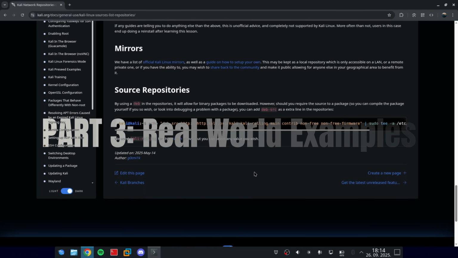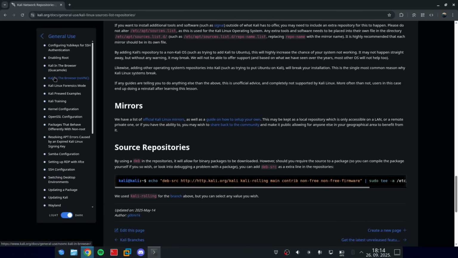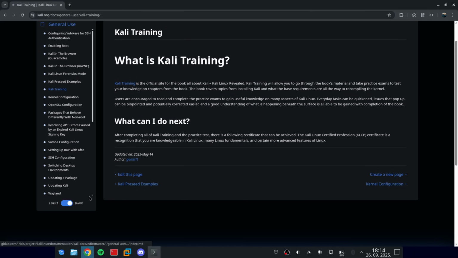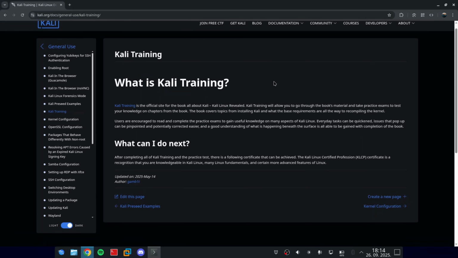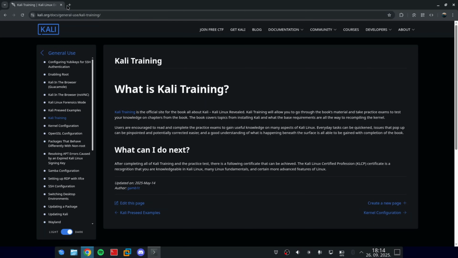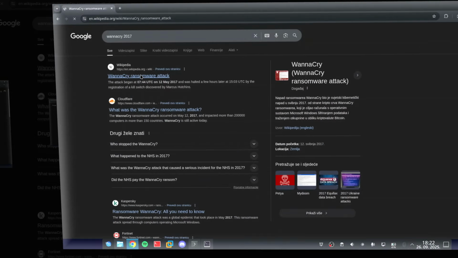Part number 3. Real-world examples. Let's look at history. In 2014, a huge vulnerability was discovered in OpenSSL called Heartbleed. It shook the internet. But because OpenSSL was open source, once researchers found it, the community jumped in and patched it very quickly. Now compare that to Windows.